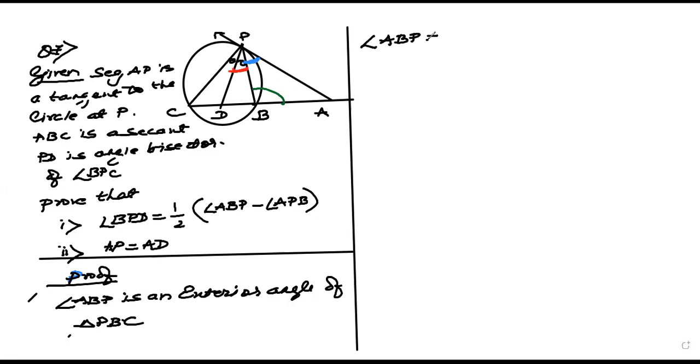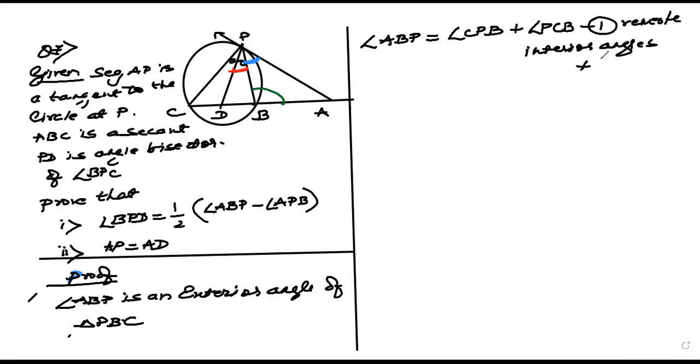And angle ABP equals angle CPB plus angle PCB. I call this statement number 1. This is called the remote interior angles theorem. And now you can just check here, children.